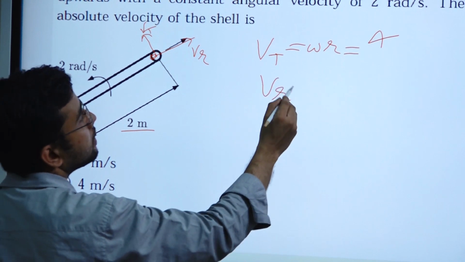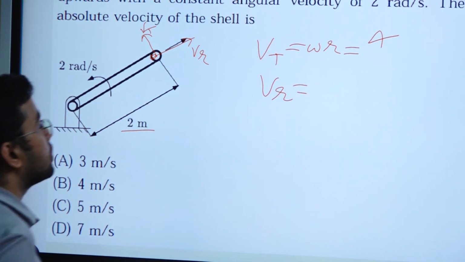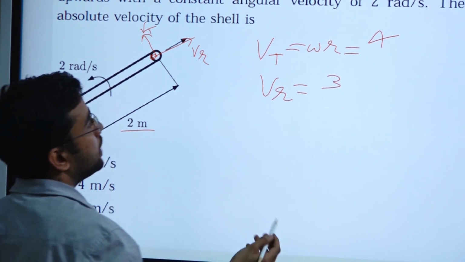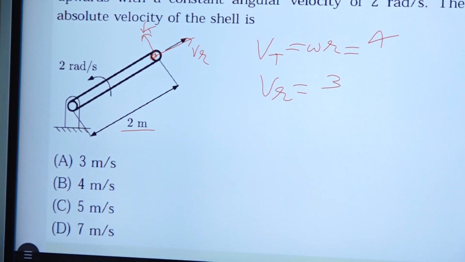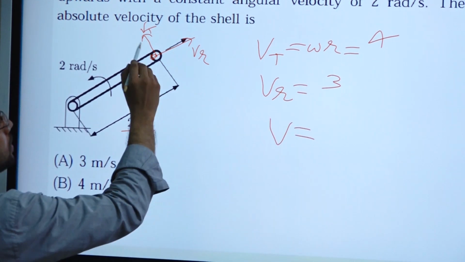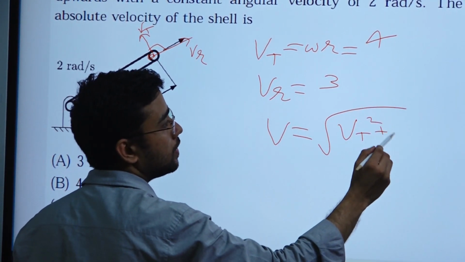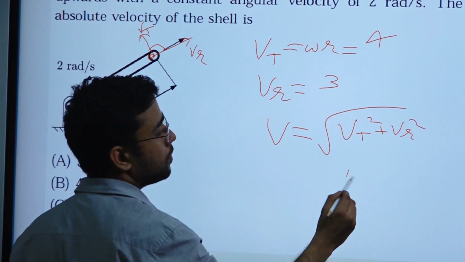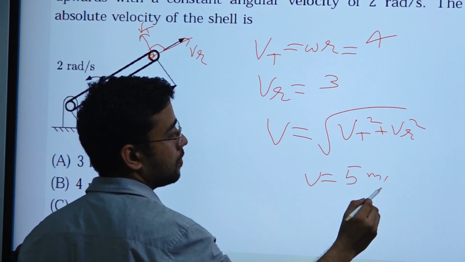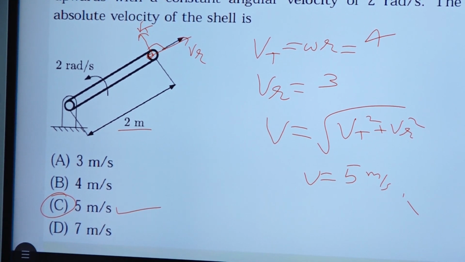So how much is Vr? That is given in the question. Shell is fired from a cannon. Just about to leave the barrel, its velocity relative to the barrel is 3 meter per second. So this is 3, right? So they are asking the absolute velocity of the shell. Because both are perpendicular to each other, you have to just take the square root of Vt squared plus Vr squared, 3 squared plus 4 squared, it will become 5. Okay. This is the answer. That is also a very easy question.